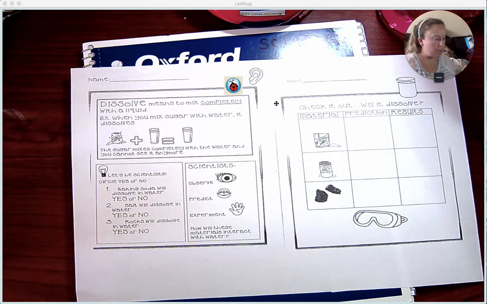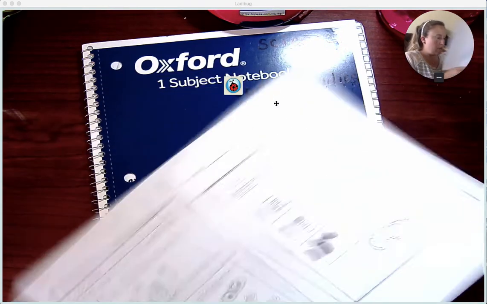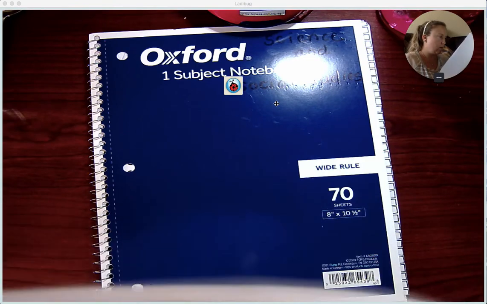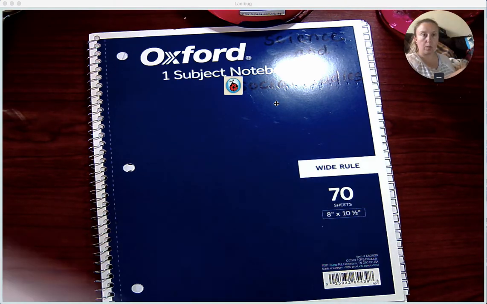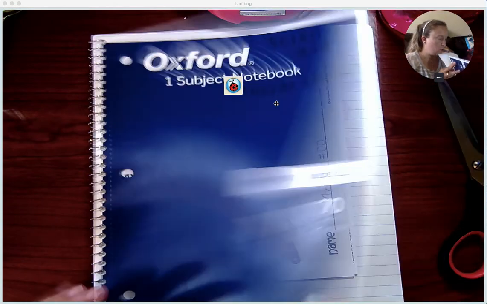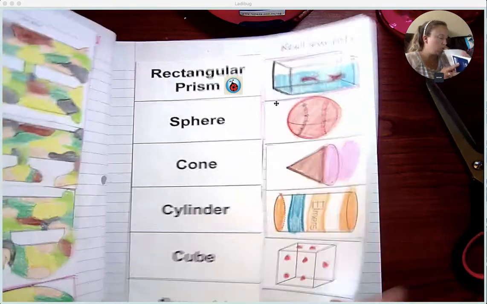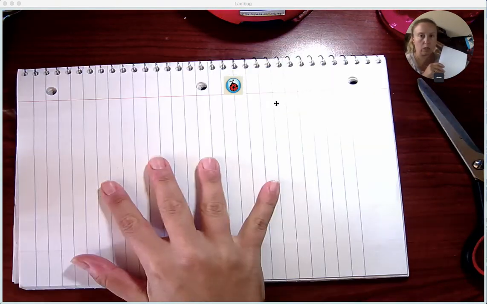Okay, so the first step is I want to cut out the large rectangles on this paper. And then I need to open up my journal to my next available page. I'm sorry, we're in the science journal. Going to open up to the next available page. Here it is. Okay, and I'm going to turn it to make more space.